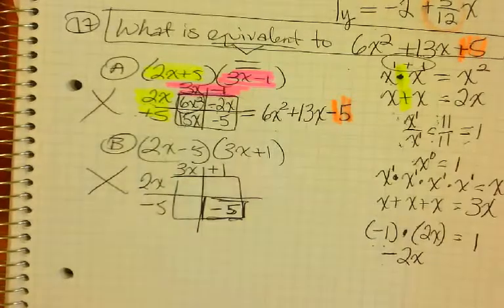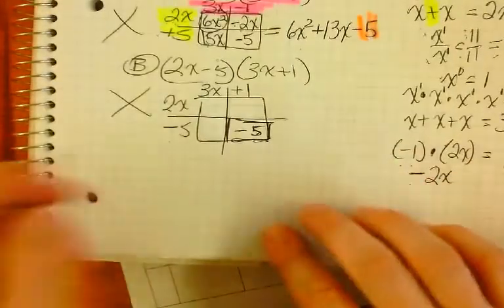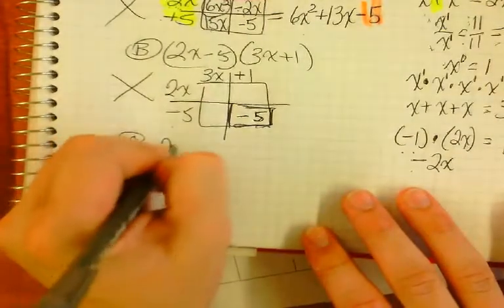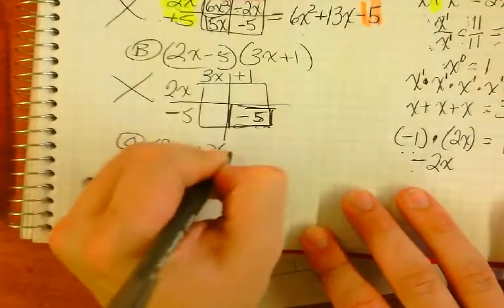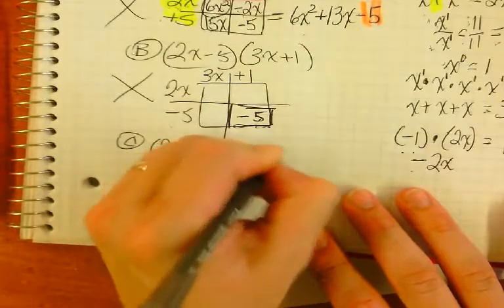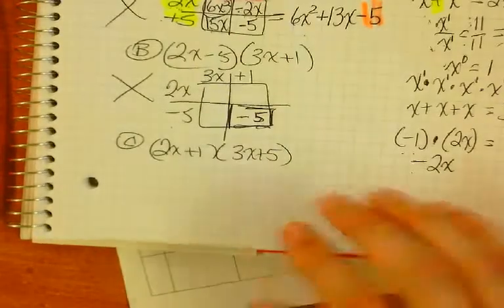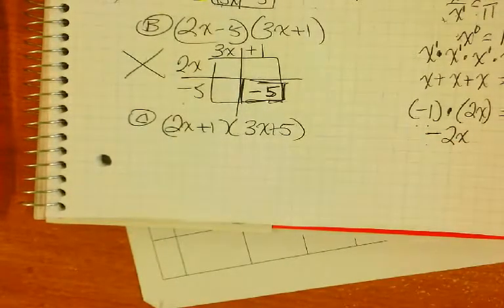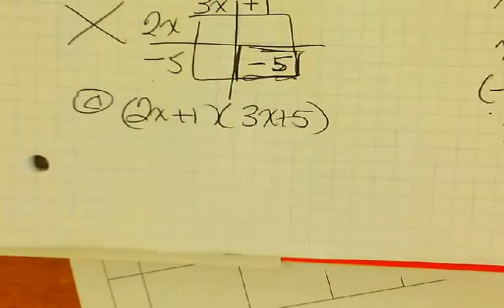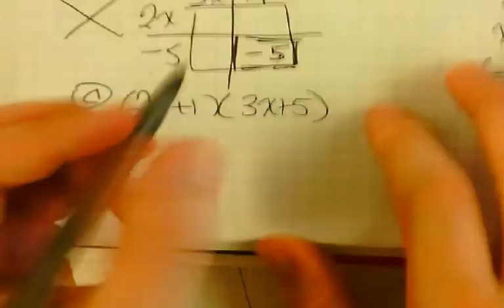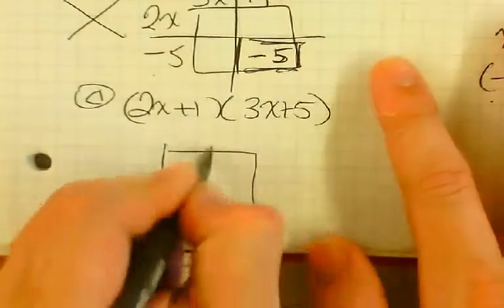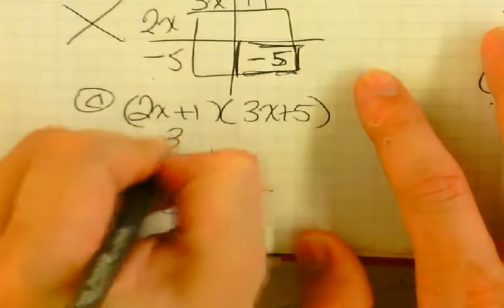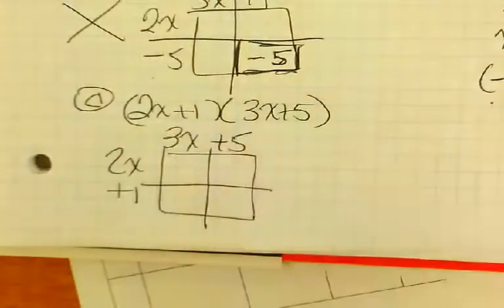Okay, we got 2 more to test out then. We're going to try C and D. All right, answer C is 2x plus 1 times 3x plus 5. And then we'll take a break. All right, so let's get into this one. We're going to have 2x plus 1 and 3x plus 5.